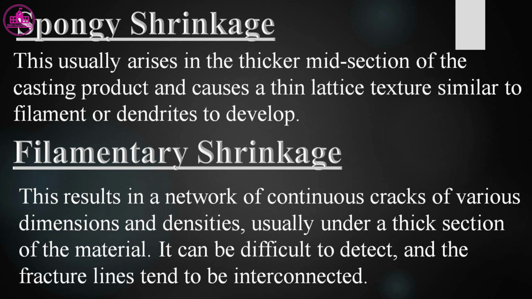Spongy shrinkage. This usually arises in the thicker midsection of the casting product and causes a thin lattice texture similar to filament or dendrites to develop. Filamentary shrinkage. This results in a network of continuous cracks of various dimensions and densities, usually under a thick section of the material. It can be difficult to detect, and the fracture lines tend to be interconnected.